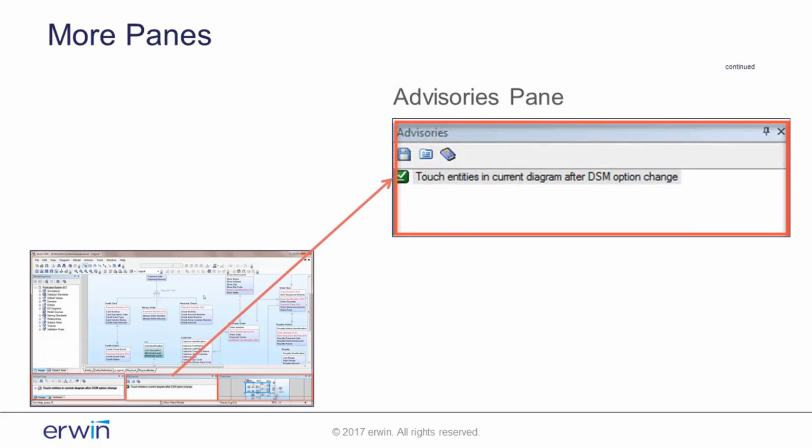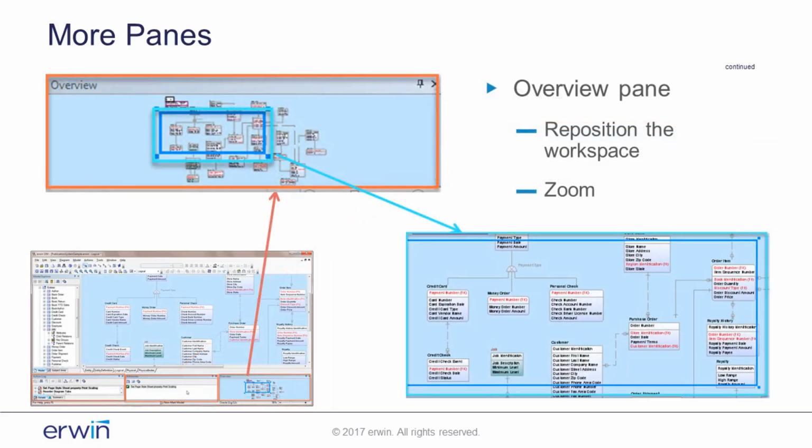The advisories pane is another pane, and it comments about potential issues with the work you're doing in Irwin. A handy feature is that you can print or save the advisories to a file outside the model. The overview pane is an extremely handy navigation device. It lets you position the current diagram inside the workspace, and it lets you zoom in.